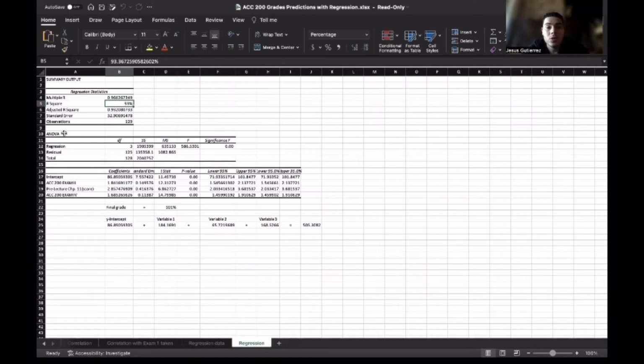Now moving on to our ANOVA table, the most important variable in this whole table is this number right here, which is our significance of F. Now, why is this important, you may ask? The significance of F lets you know if your equation is appropriate and usable for what you're trying to do. As you can see in this cell right here, our number is lower than 0.05, which is perfect.